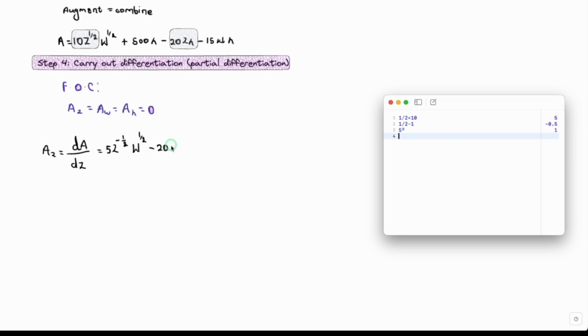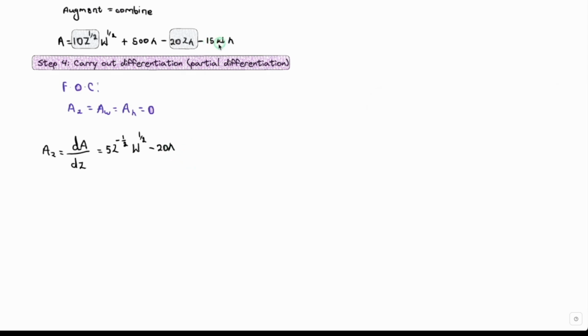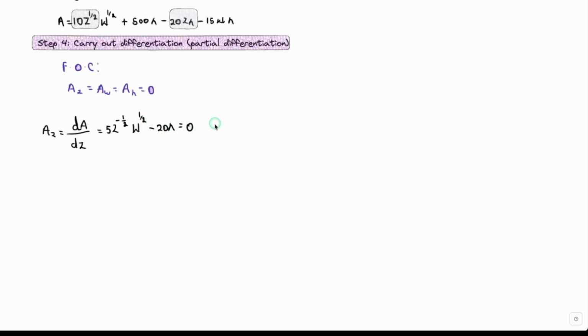So I am left with 20 lambda. There is no z here, so I ignore. I say equals to 0. This will be my first equation. Shall label it equation 1. I proceed to do the same in respect to the other unknown.